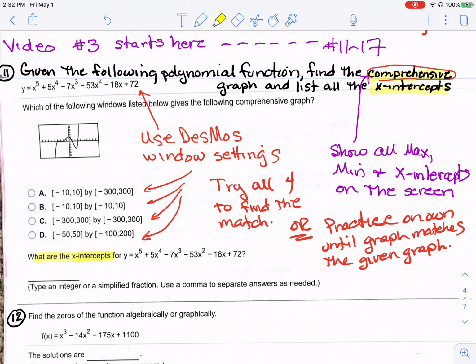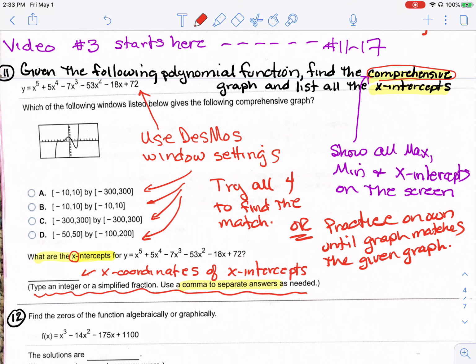So remember, for x-intercepts, we're going to use commas to separate answers. Again, this bottom line, you always want to read this carefully. Once you have your graph, you're just going to go into Desmos and find the x-intercepts. It says the x-intercepts, so we're going to put the x-coordinates of the x-intercepts, and you're going to list them with commas in between. All right, I think that's all we need on that one.